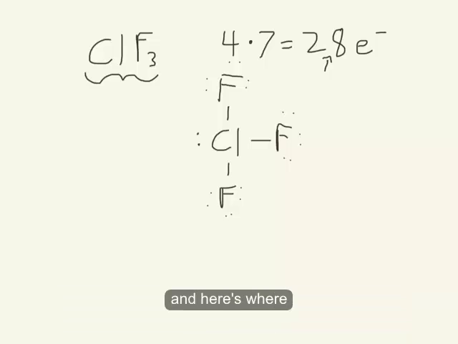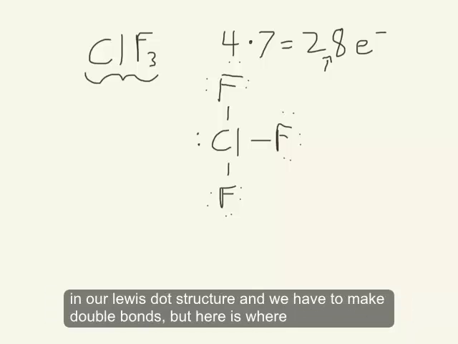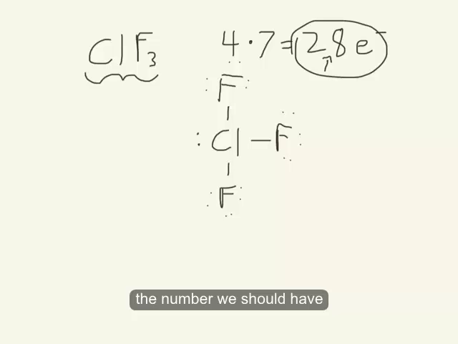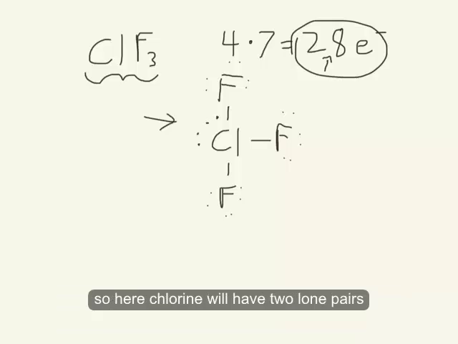And when we count up the electrons, 2 per lone pair, 2 per bond, we come up with 26. And here's where this problem is different from the problems we've been seeing. Usually we have too many electrons in our Lewis dot structure and we have to make double bonds. But here we have less than the number we should have. So we only have 26 in our structure. We need to get more in there, and here's what you do when you need to put more in there. You just put them on the central atom. So here chlorine will have 2 lone pairs.